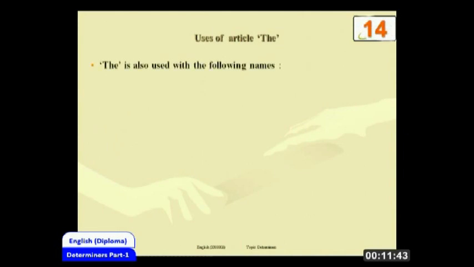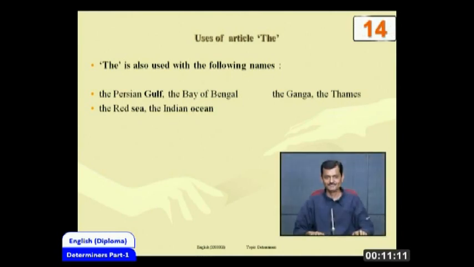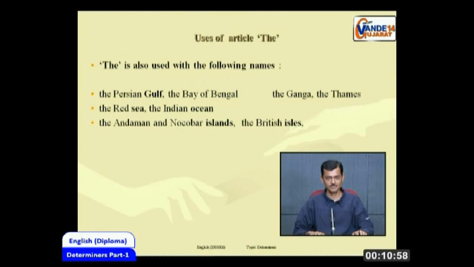Next use of article the. The is also used with the following names. It is used before the names of gulfs, as you can see: the Persian Gulf, the Bay of Bengal. It is used before the names of rivers: the Ganga, the Yamuna, the Thames, the Seine, etc. Article the is also used before the names of seas and oceans: the Red Sea, the Indian Ocean. It is also used before the names of islands. For example, the Andaman and Nicobar Islands, the Lakshadweep Islands, the British Isles.